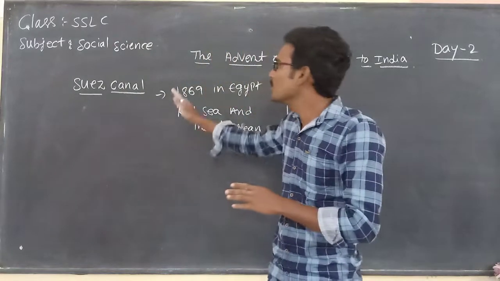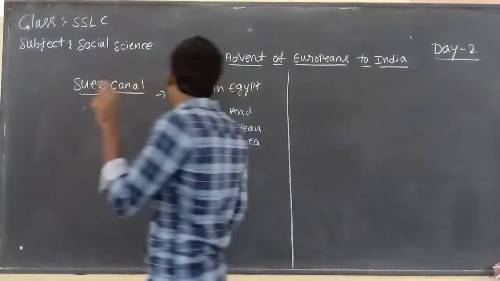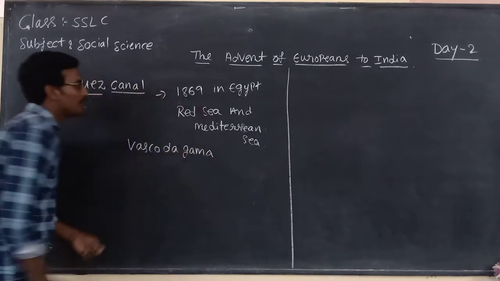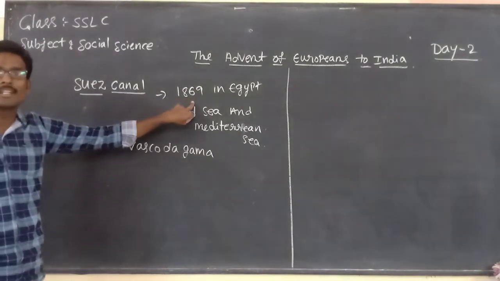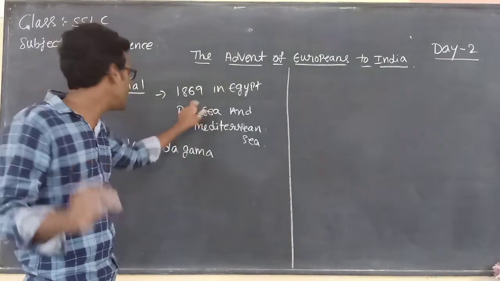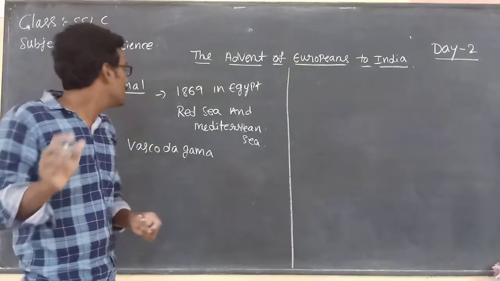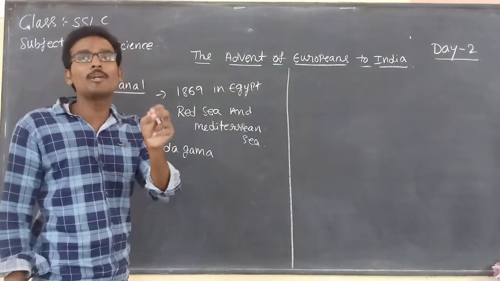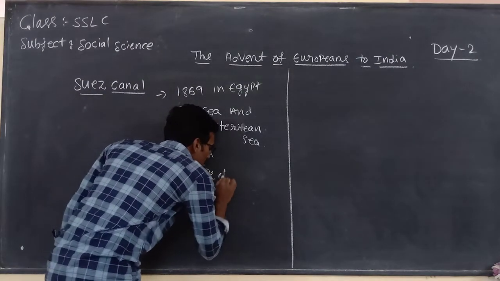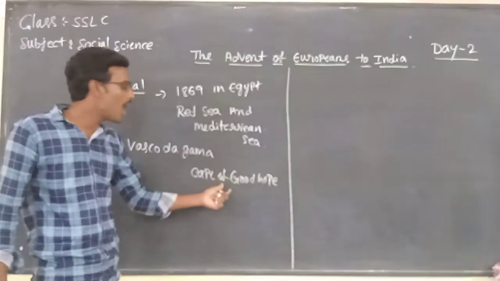Before the construction of the Suez Canal, the Europeans used the route which was discovered by Vasco da Gama. Before the construction of the Suez Canal in the year 1869, for trade purposes, the Europeans used the sea route discovered by Vasco da Gama. Through that route, the ship had to pass the Cape of Good Hope.